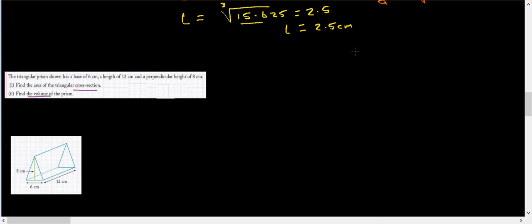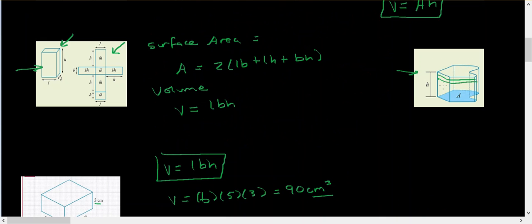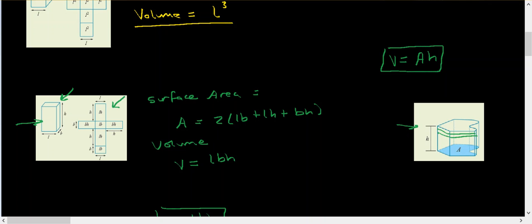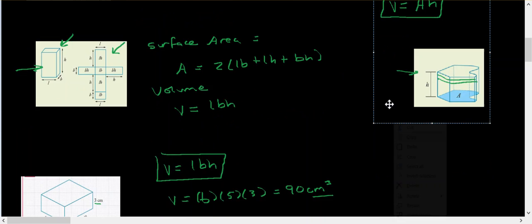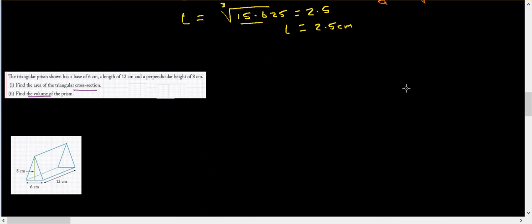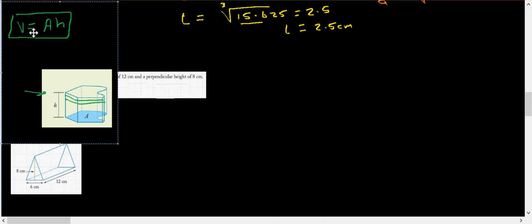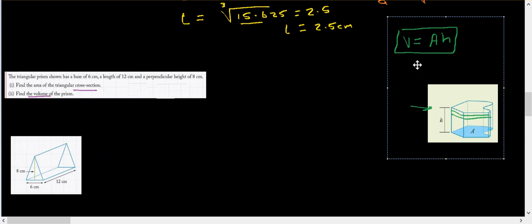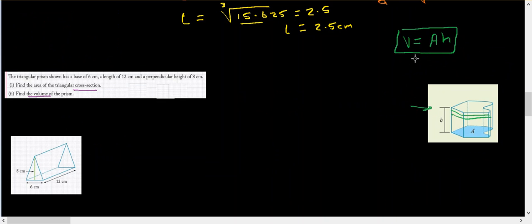Now, if we remember this, where is it? So this here. So I'll just bring these down here. So we can find the volume of any prism. The first thing you need to do is get the area of the cross section. So in this case, the cross section is a triangle. So what you're essentially trying to do is get the area of the triangle.